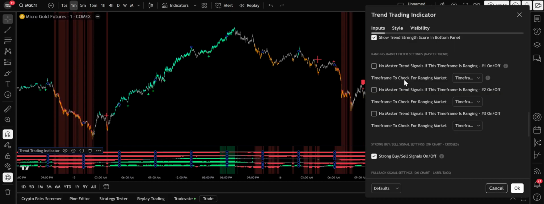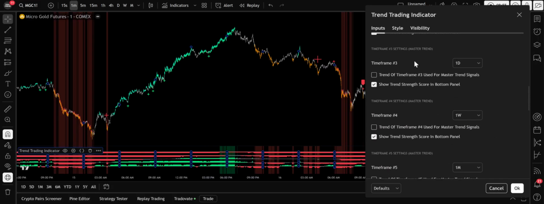These are all off by default so that it catches trends earlier, but feel free to customize these, play around with them, and just understand that this is based using whatever time frames you have set up here.